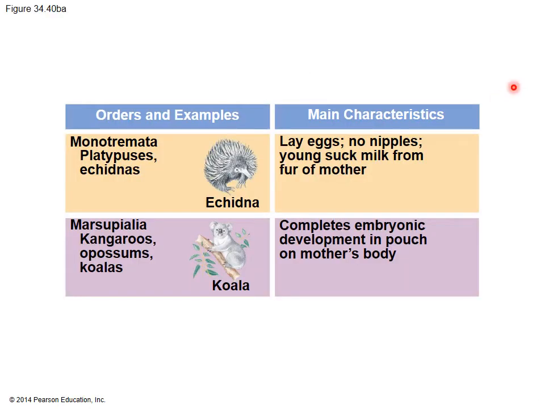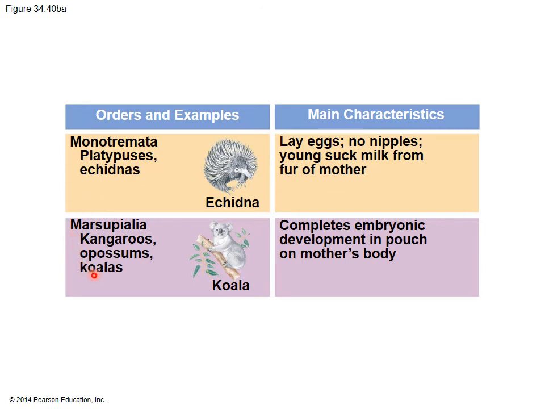So this is just a very brief survey of some of those major groups and some of the main characteristics. Your monotremes, that's your platypus, your echidnas. So kind of weird, right? They lay eggs. They have no nipples. The young suck the milk off of the fur. The milk is secreted by the mammary glands right onto the fur, and the young just kind of lap up the milk leaking out into the fur.